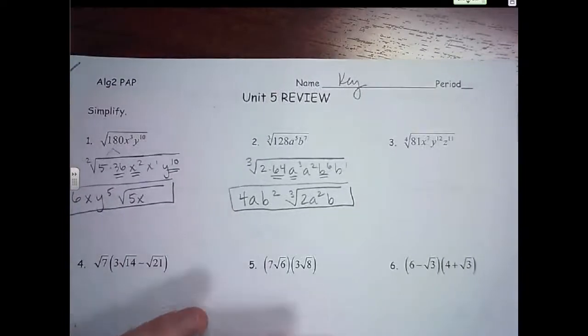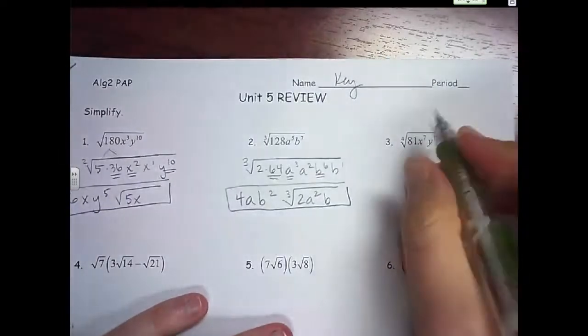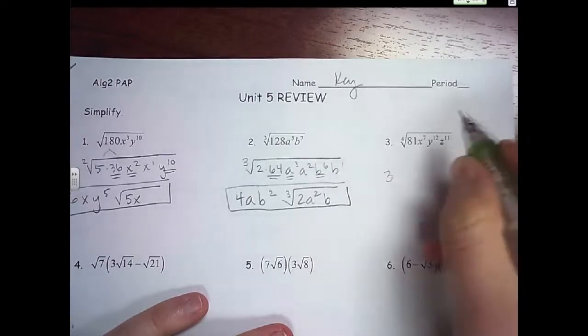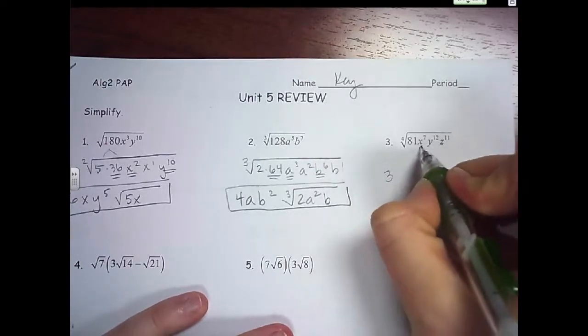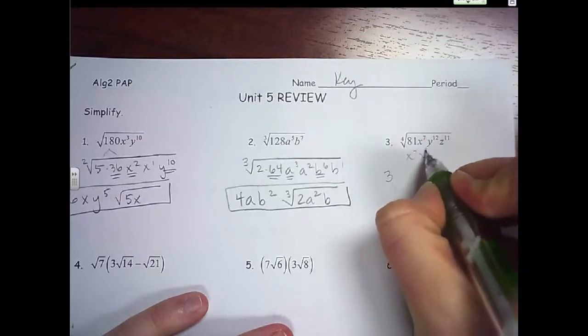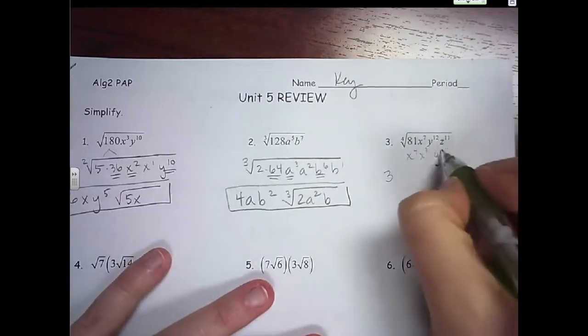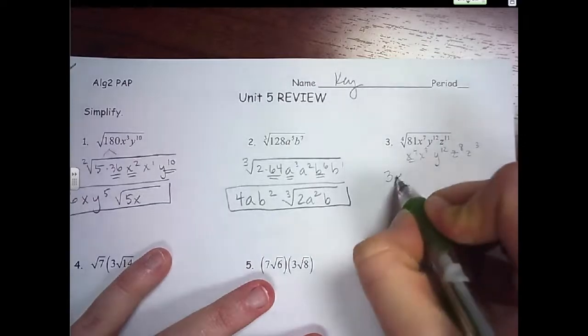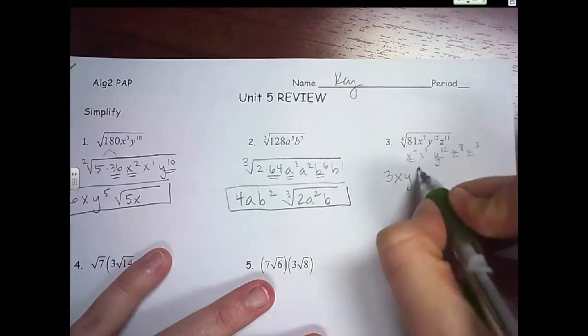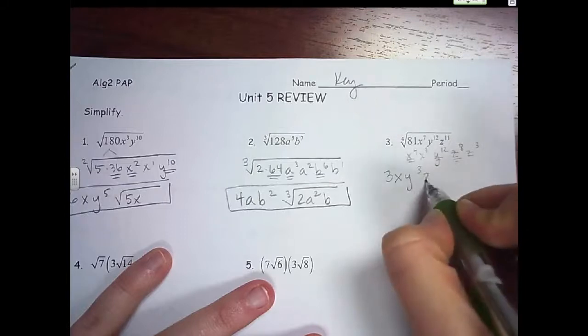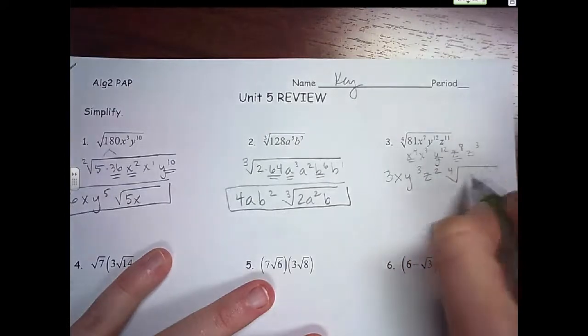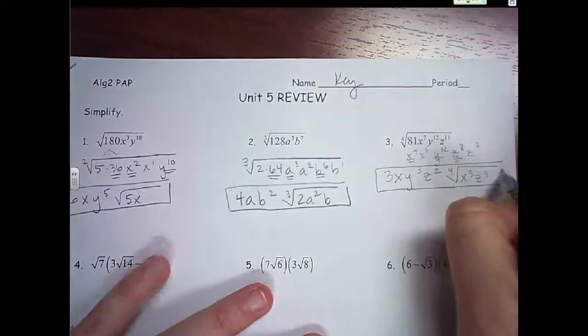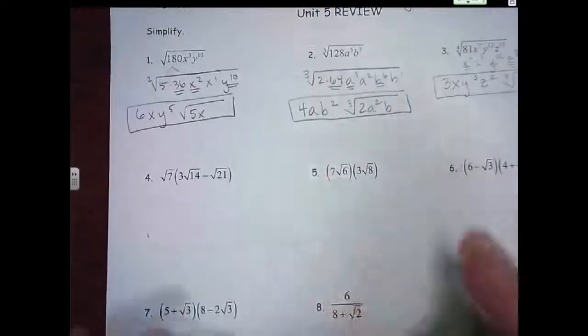Number 3. 4th root of 81 is just 3, so that's nicely done for us. I'm going to split this x up into x4 and x3. The y does not have to be split up. And the z, let's see, we'll do z8 and z3. So x comes out, y3 comes out, z2 comes out, and on the inside we still have x3 and z3.